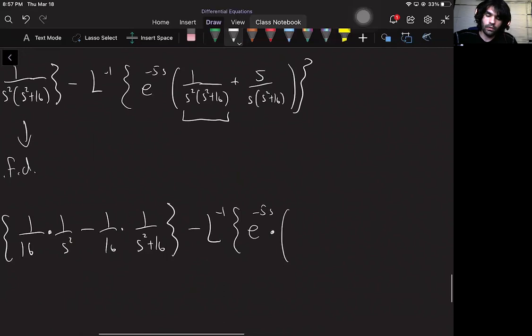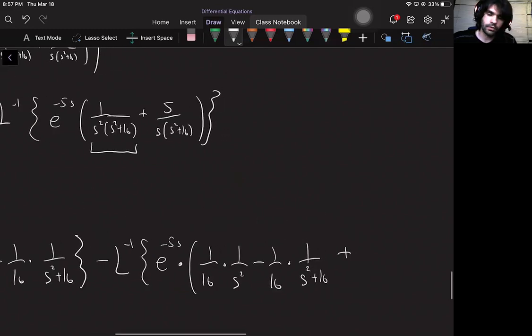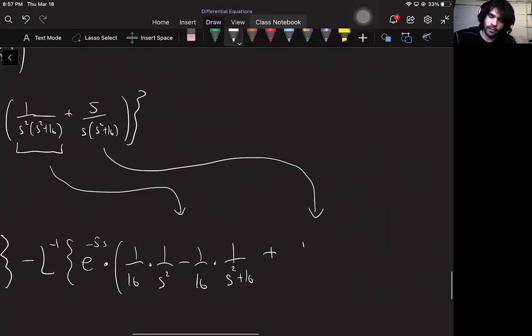So this is really 1/16 times 1/s squared minus 1/16 times 1/s squared plus 16. And then this 5/s business, you also have to use another partial fraction. So let's see, what is that? I looked it up earlier, so I wouldn't have to do it. This will turn out to be, what is it? Oh, yeah, 1/16 again of the 1/s's and minus, oh, it's actually the same.